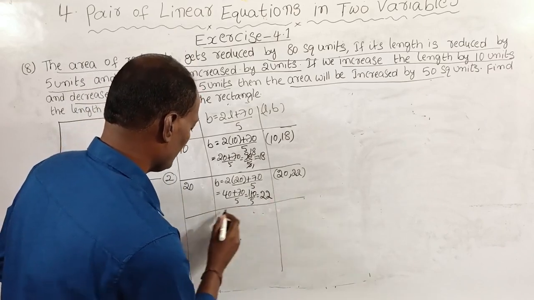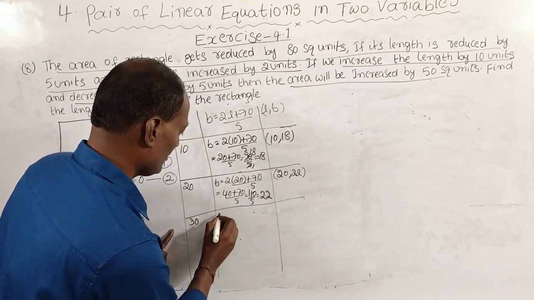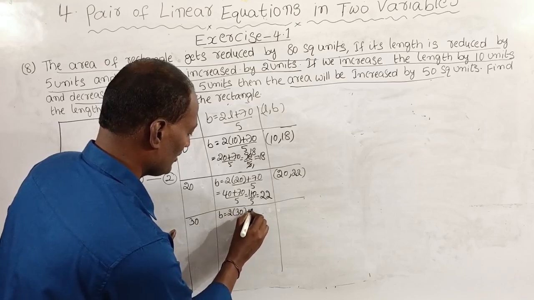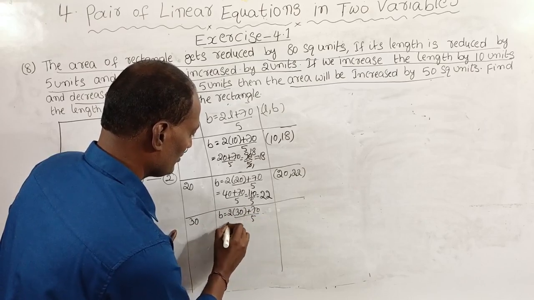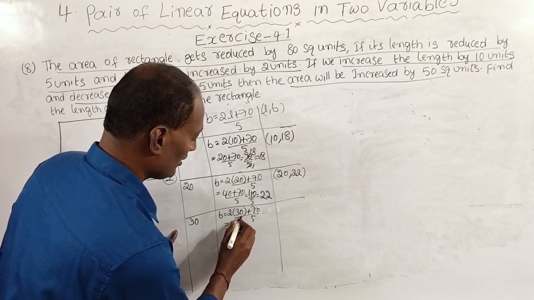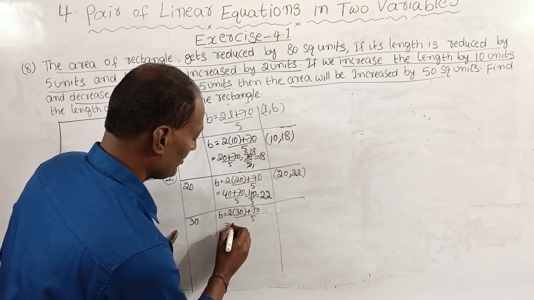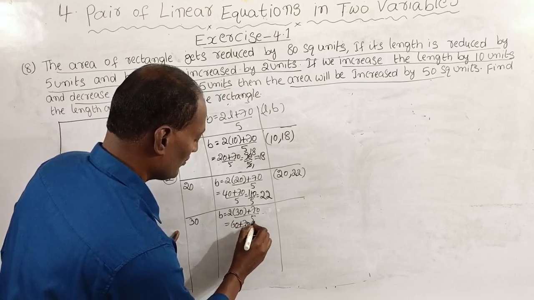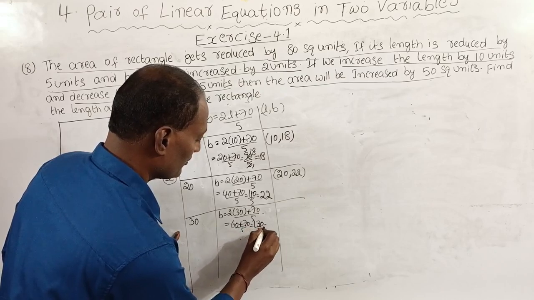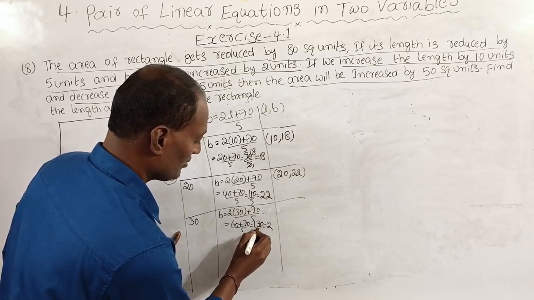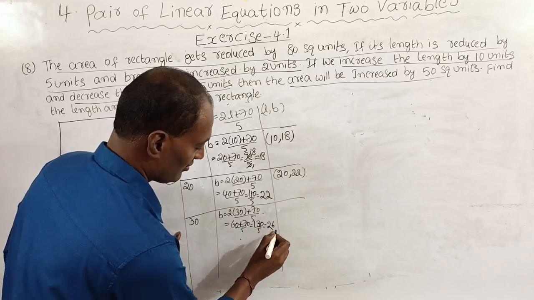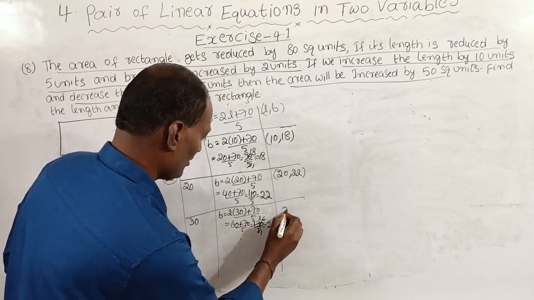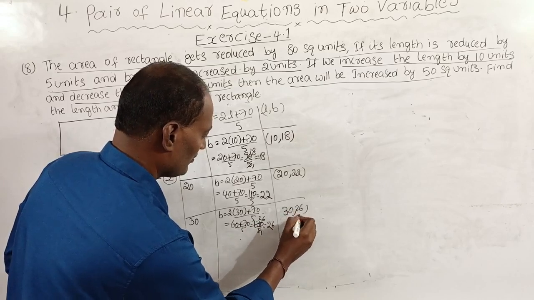Take 30. B equal to 2 into 30 plus 70 by 5. 2 into 30 is 60, 60 plus 70 is 130, 130 by 5 is 26. So the point is 30, 26.